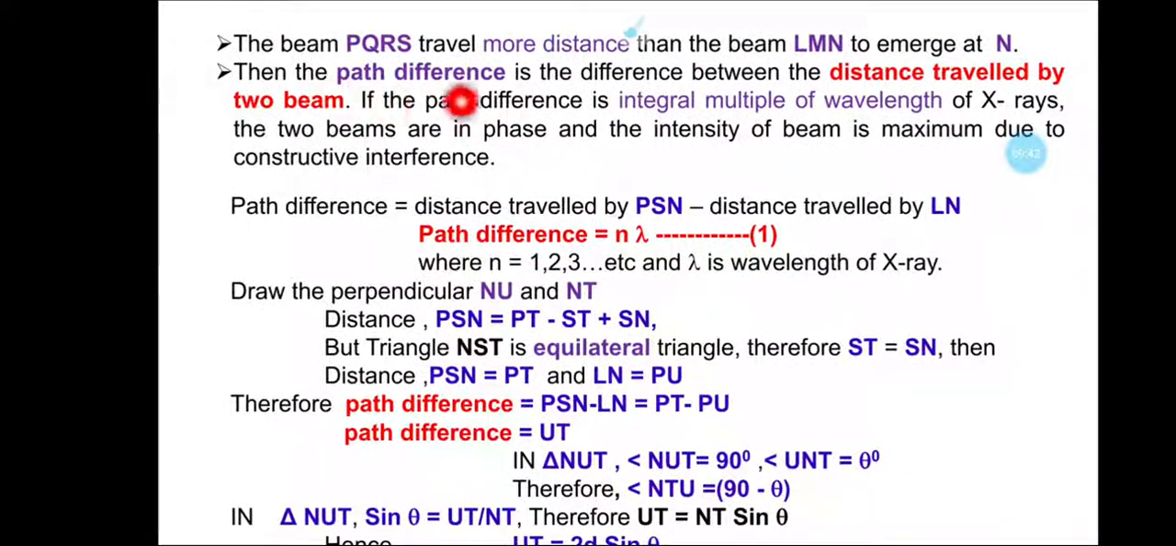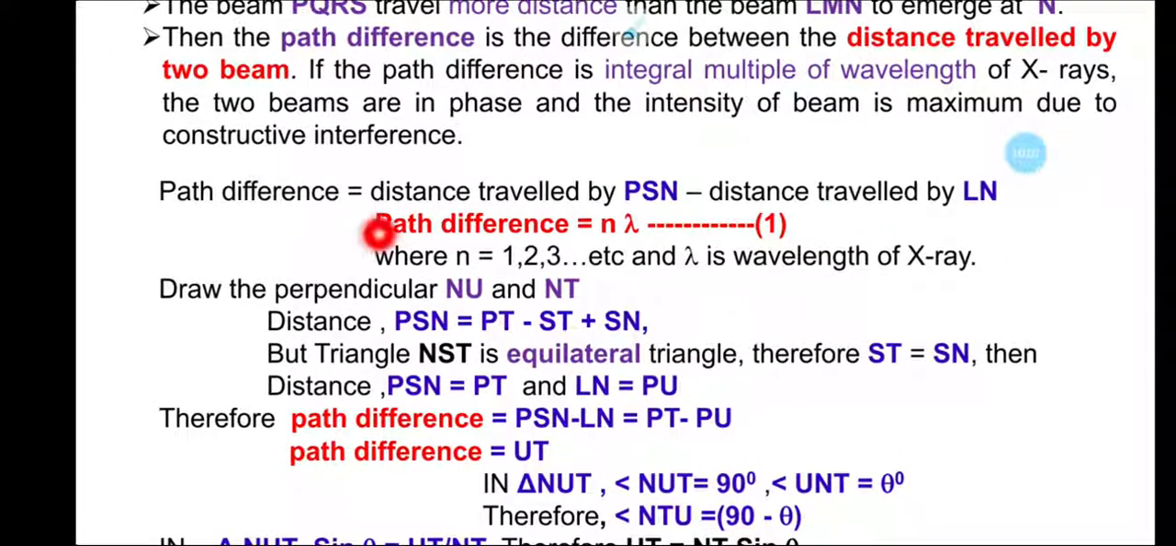Then the path difference is the difference between the distance traveled by the two beams. If the path difference is an integral multiple of the wavelength of X-ray, the two beams are in phase, and the intensity of the beam is maximum due to constructive interference. This is the main requirement.